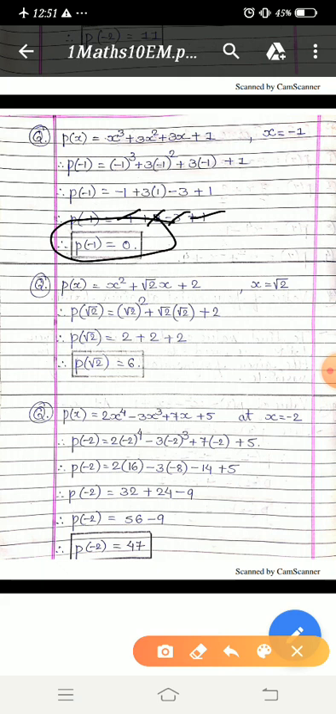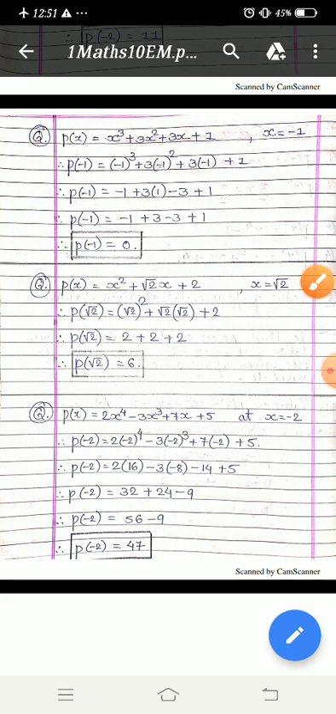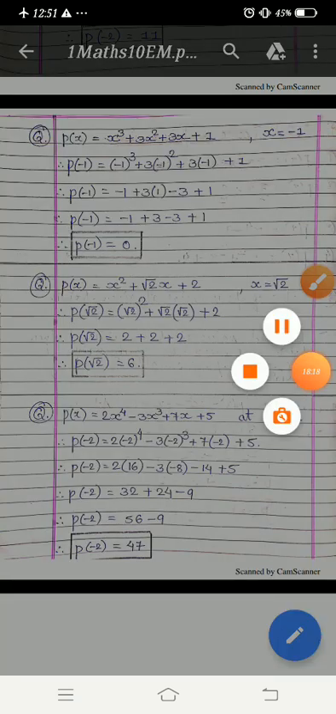And if the answer of the polynomial is 0 at the given point, then that particular point is known as a zero of the polynomial. We are going to take zeros of polynomial in the next lecture, but you need to remember here that if the value of the polynomial at x equals minus 1 is 0, then minus 1 is known as one of the zeros of the given polynomial. Clear? It is very easy.